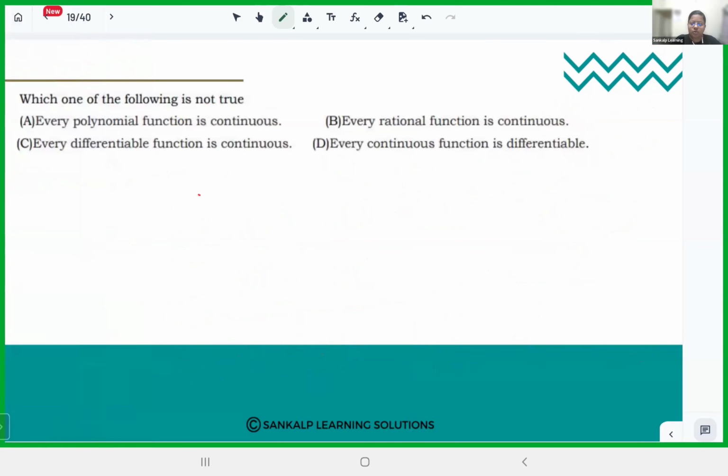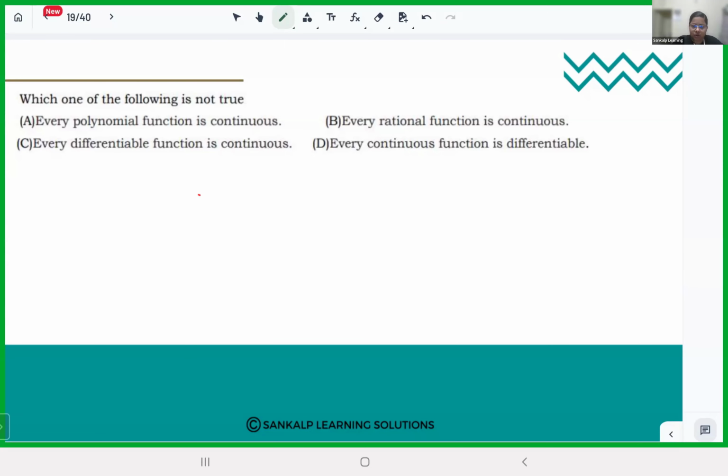Now, which one of the following is not true? You have to find out which of the following is not true. The first statement is every polynomial function is continuous. Is that right? Every polynomial function is continuous, right?